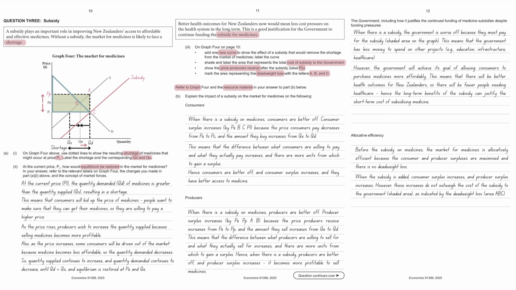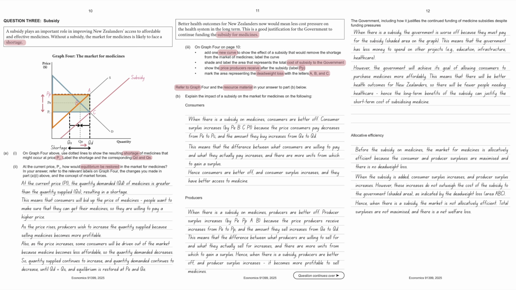Basically, yes, subsidies benefit consumers and yes, they benefit producers, but those benefits are not outweighed by the cost to the government. The cost to the government is bigger than the extra benefit to consumers and producers. So therefore, there is some deadweight loss. On the graph, the increase in consumer and producer surplus is less than that whole box that is the cost to the government. So therefore, there is some deadweight loss, which is area A, B, C. Hence, when there is a subsidy, the market is not allocatively efficient.